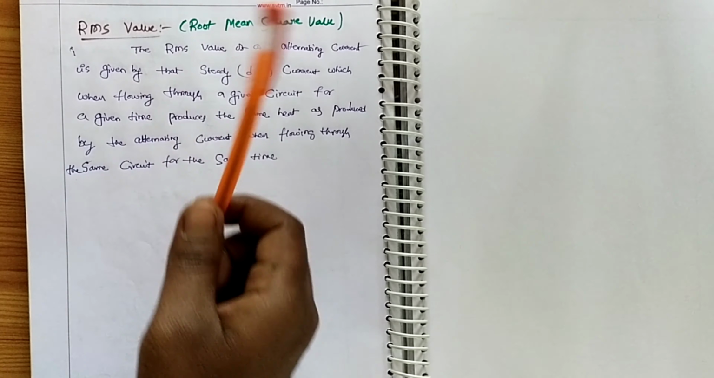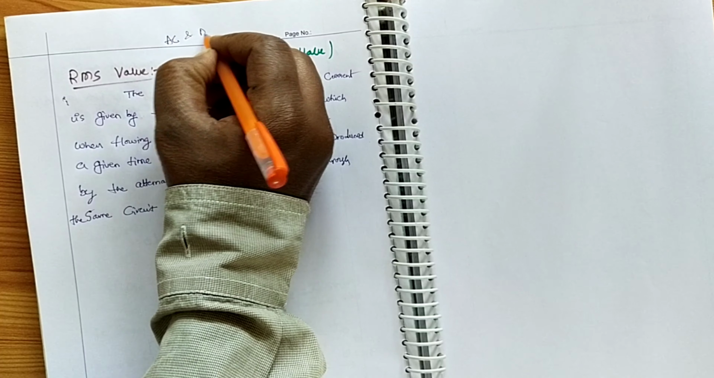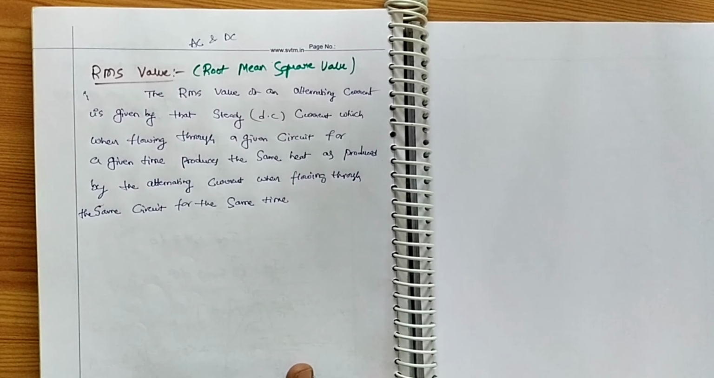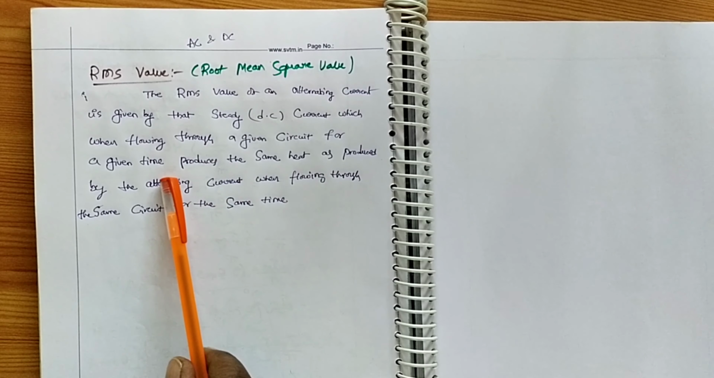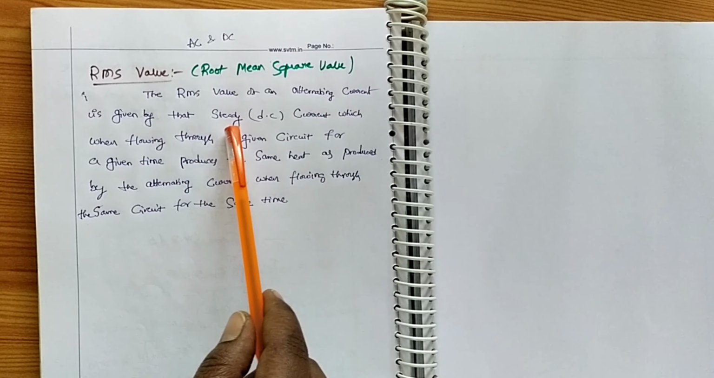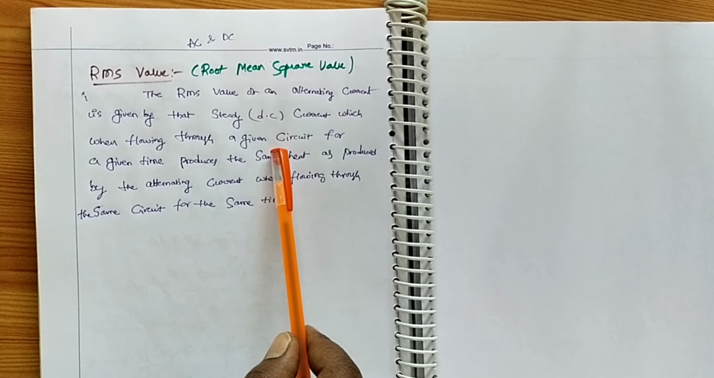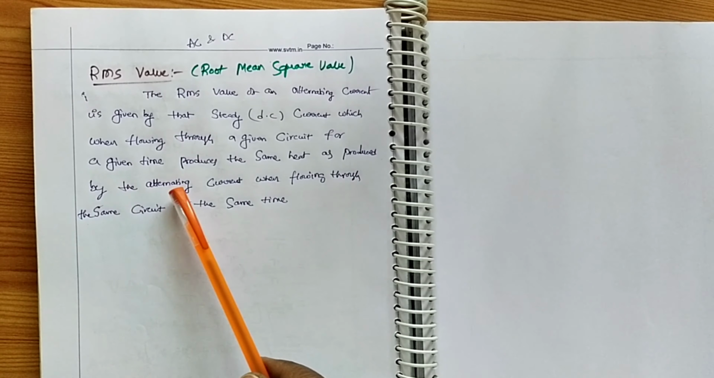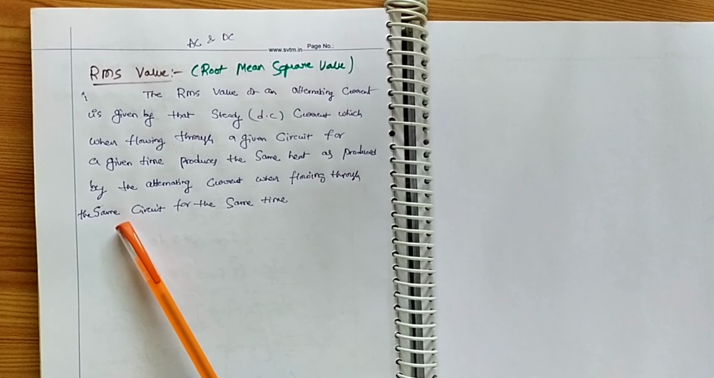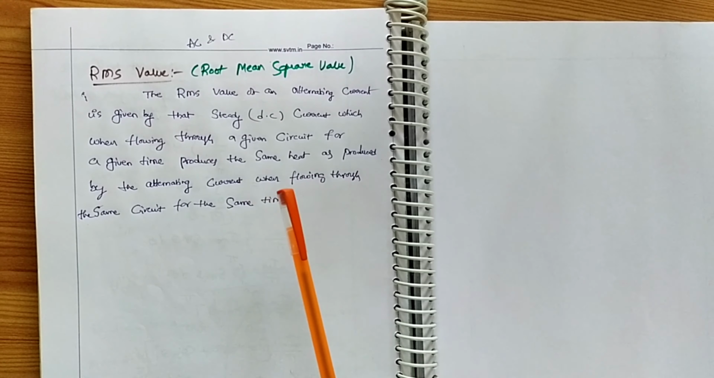When you consider AC and DC currents, the two currents produce the same heat when passed through a circuit. The RMS value of alternating current is given by the steady or DC current which, when flowing through a given circuit for a given time, produces the same heat as produced by alternating current when flowing through the same circuit for the same time. This is the definition of RMS value, root mean square value.